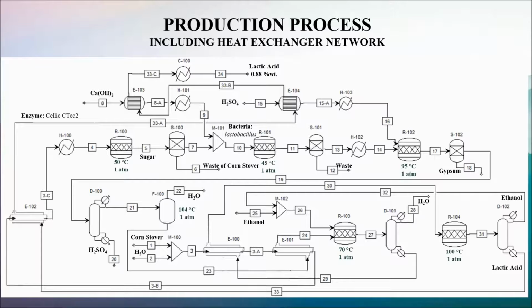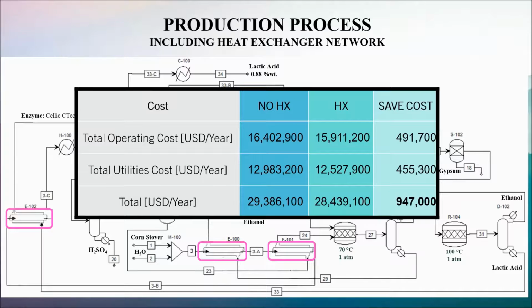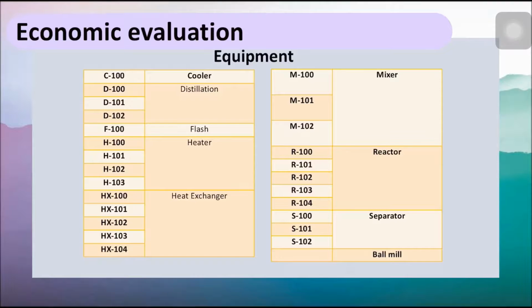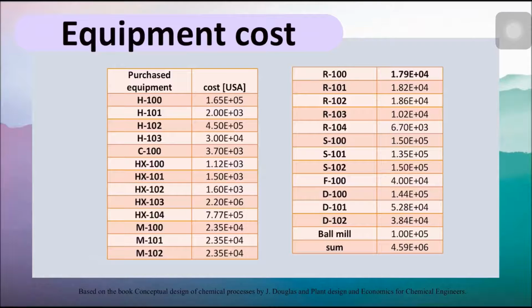Process improvement was made by adding the heat exchangers as calculated. It consists of 2 shell and tube heat exchangers and 3 double pipe heat exchangers. According to the Aspen analyzer, the process including the heat exchangers can save operating cost and utility cost about $940,000 per year.